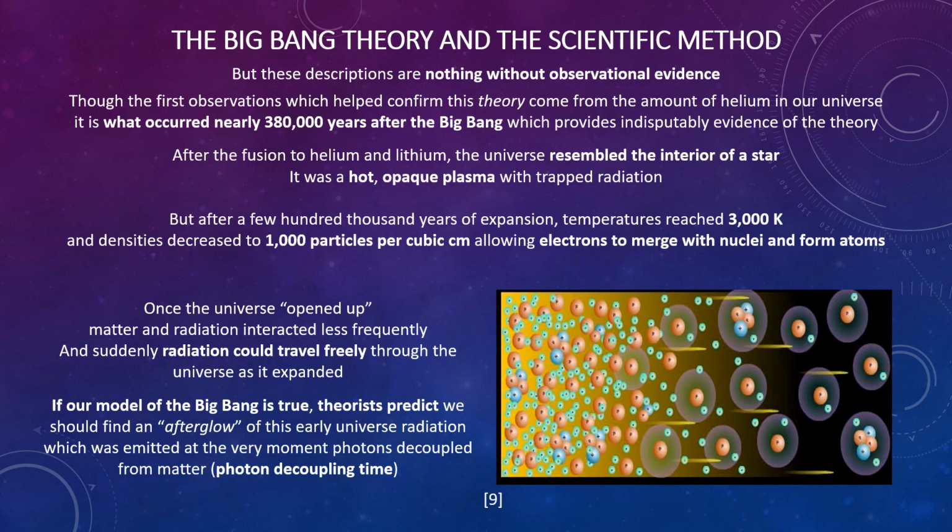So, what is our observational evidence for the Big Bang Theory? We can't have a scientific theory without rigorously following the scientific method, and so we need some observational evidence. And so, though the first observations which helped confirm this theory come from the amount of helium in our universe, it is what occurred nearly 380,000 years after the Big Bang which provides the most indisputable evidence for this theory.